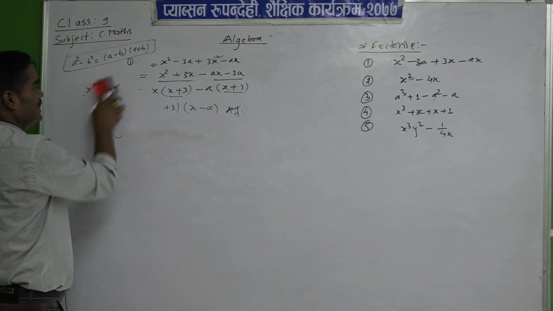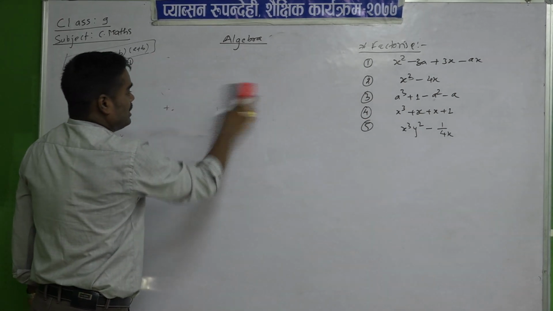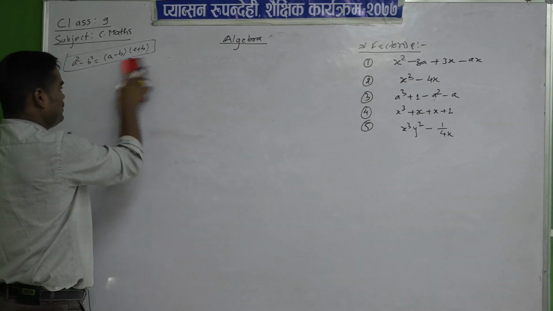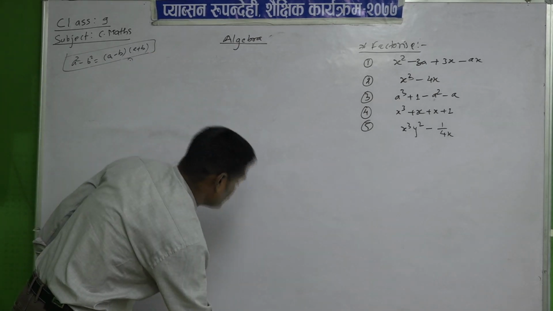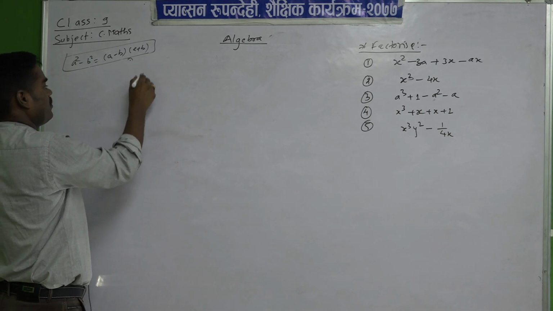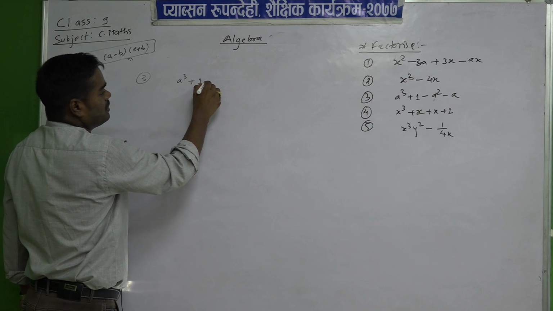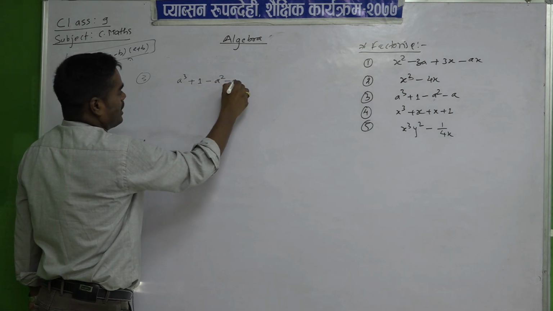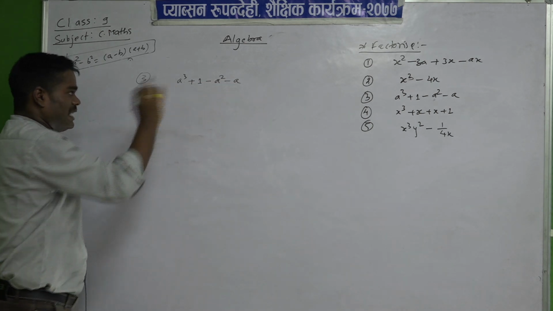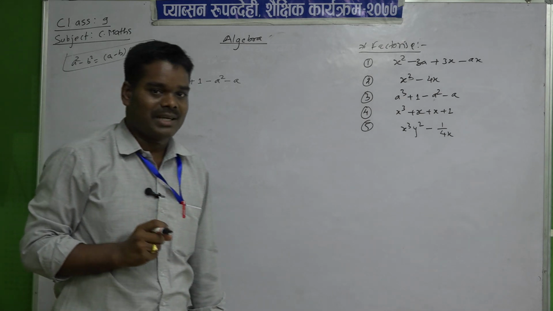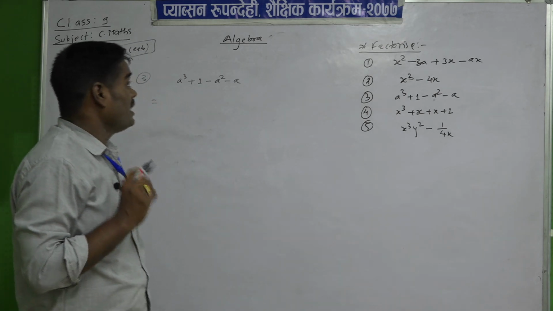Question number 3 is given there: a cube plus 1, a cube plus 1 minus a square minus a. Here also, how many terms are given? 4 terms.